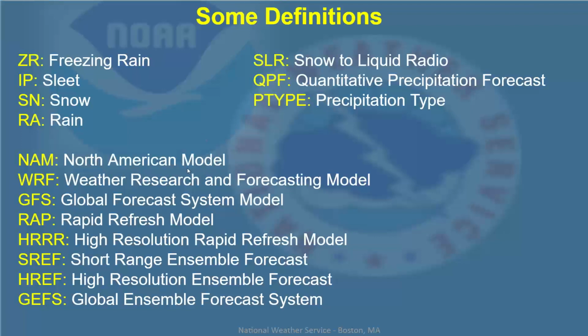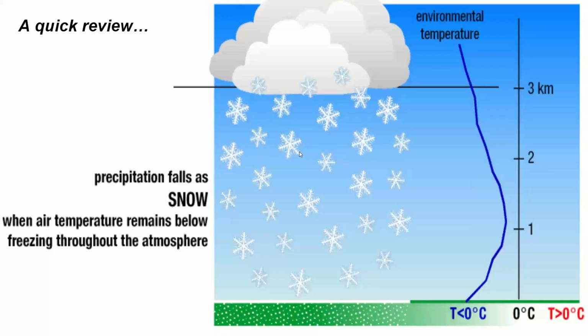And these are some of the models we're going to talk about tonight, the NCEP models: the NAM, the WRF, which is actually the core for the NAM now, the North American Model. We have the GFS, which is the Global Forecast System, the RAP, Rapid Refresh, and the HRRR, High Resolution Rapid Refresh. And then we have our ensemble systems: the Short Range Ensemble, the SREF, the High Resolution Ensemble, the HREF, and the GEFS, which is the Global Ensemble Forecast System. Think of that as the GFS ensemble.